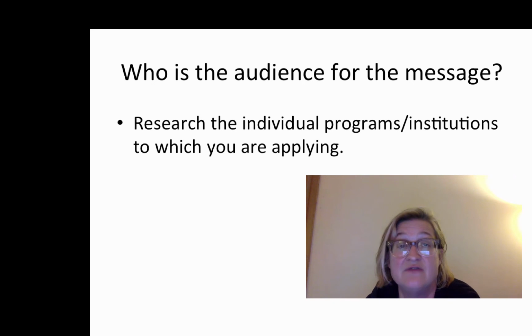Of course, you want to be mindful of who the audience is going to be for the message, and the best way to do that is research the individual programs or institutions to which you are applying. So it's really important to do your homework and have a good sense of audience as you're putting forward the message of your personal statement.